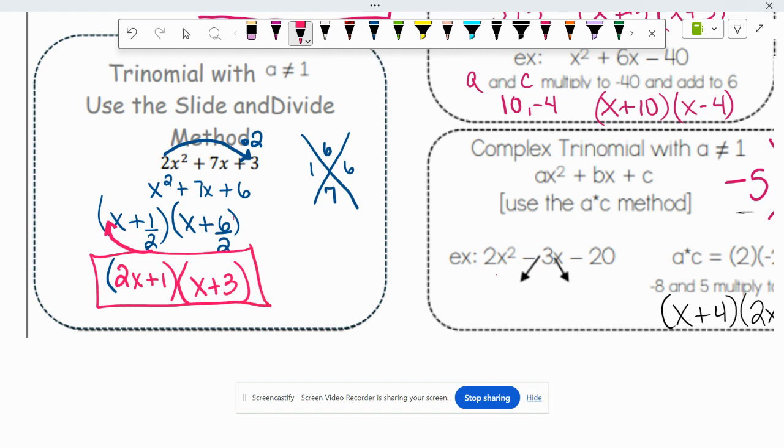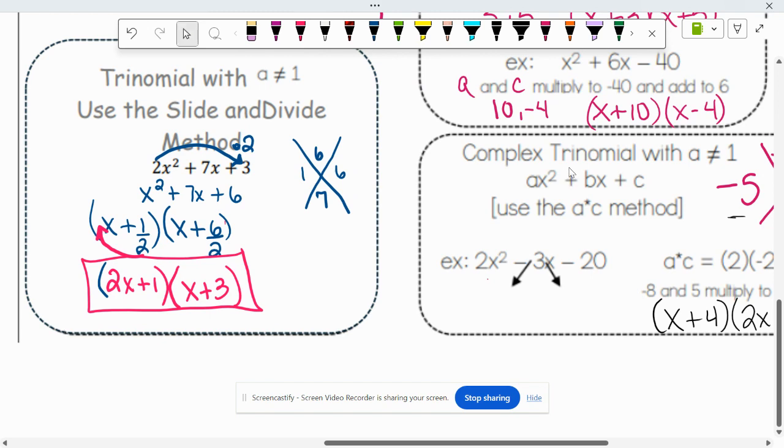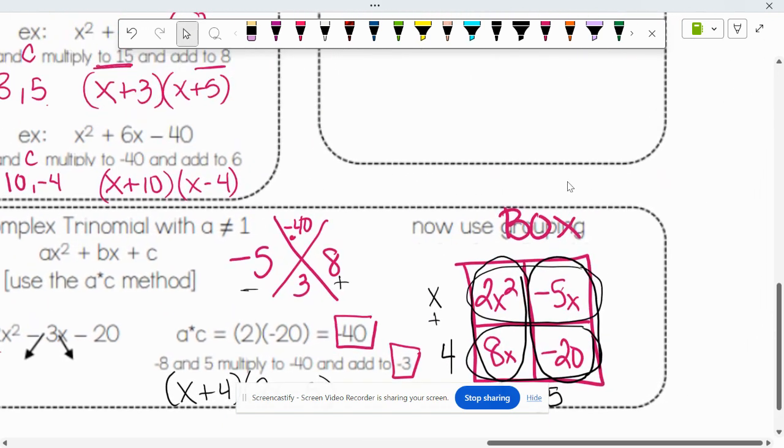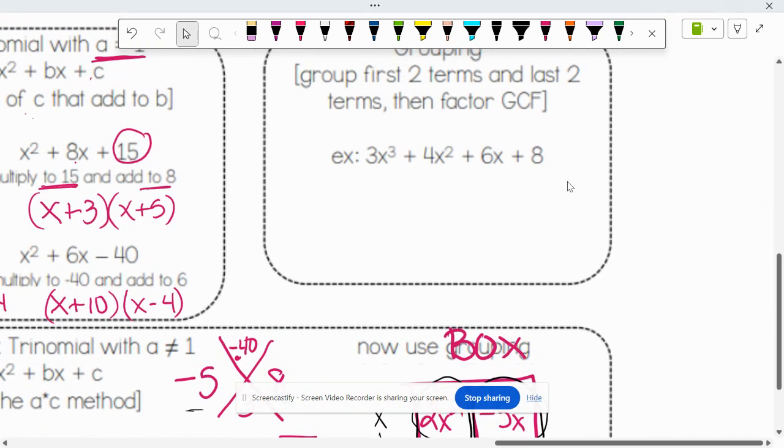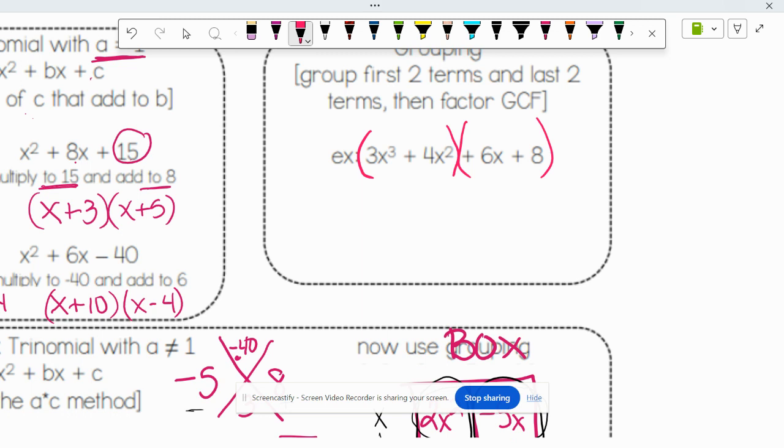Let's jump on over to the grouping side. Jump on over to the 4 terms with grouping. 4 terms with grouping. So if you have 4 terms, you have to group them together. You put the first 2 together and the second 2 together. What is the greatest common factor between 3x cubed and 4x squared? X squared. What is the greatest common factor between 6x and 8?